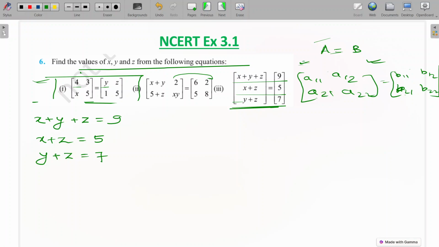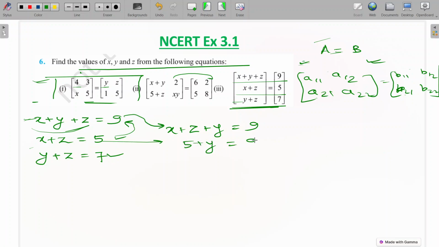Now we can see that from this equation or this equation, we can put the value of x plus z or y plus z in the first equation and take out the other variable. So first of all, I am putting the value of x plus z from this equation into the first equation. So x plus z is 5, so x plus z plus y is equal to 9. Just rearranging this equation, x plus z is 5, so 5 plus y is 9. So it means y is 9 minus 5, which is 4.